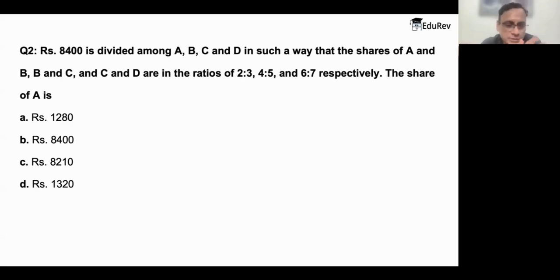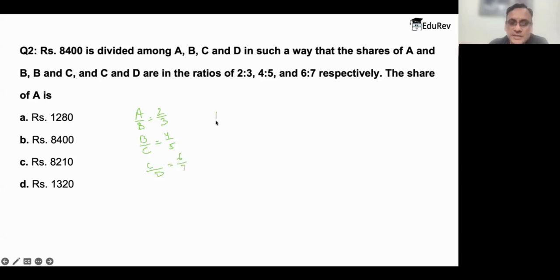Let's get moving. So this is the first question. Rupees 8,400 is divided among A, B, C, D in such a way that the shares of A, B, B, C, C, D are in this ratio. If you remember, we had learned the concept of combining ratios. This again is multiple ratio. So A by B is 2 by 3. B by C is 4 by 5. And C by D is 6 by 7.